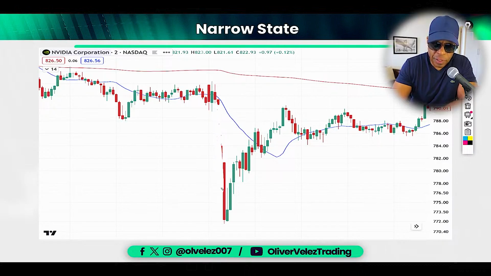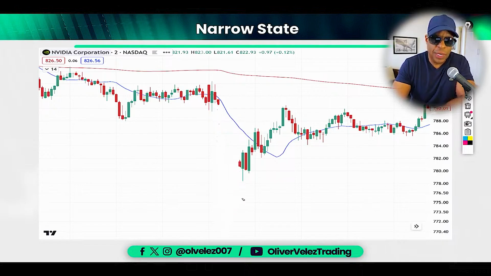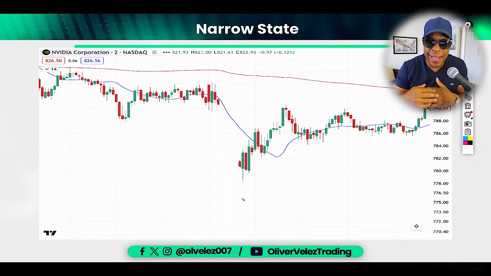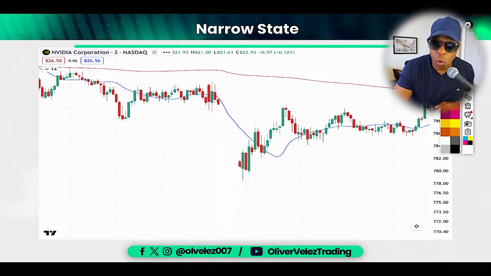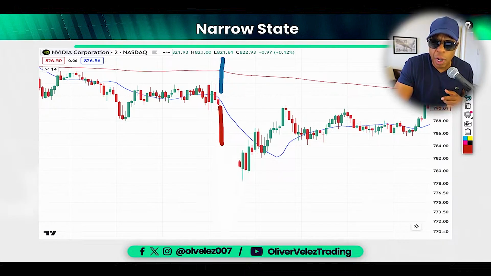This hasn't happened. This is what I teach you, to have this already on your list. We already have NVIDIA on our list before the market opens. I teach my traders how to find these before the market opens. So now we're sitting, waiting, guys. Is NVIDIA going to open or move above, or is it going to move below the narrow state? We don't know, but we don't care. All we do is wait.